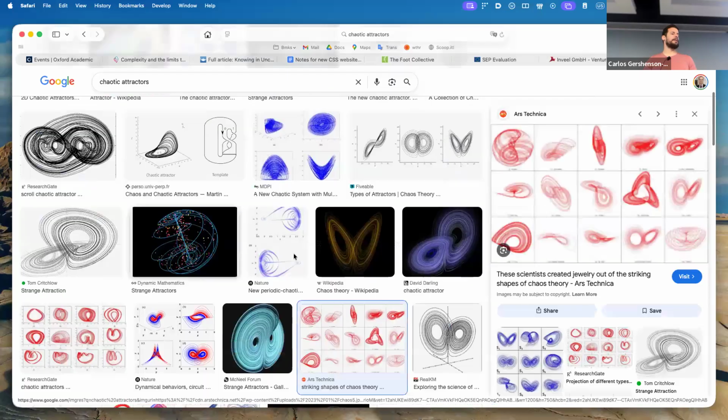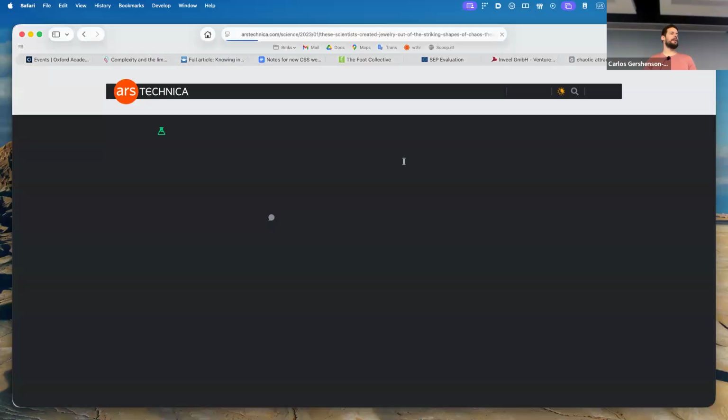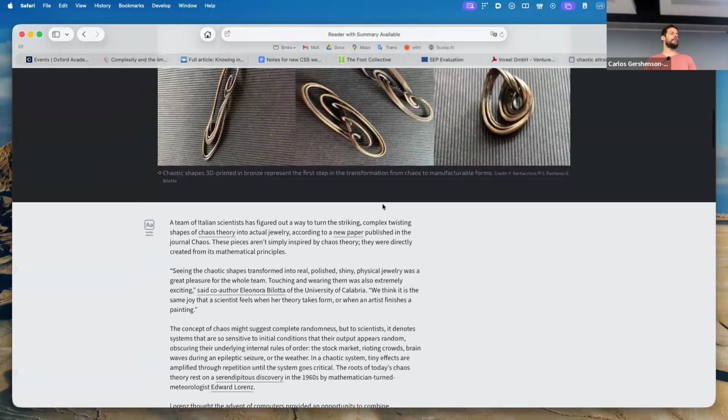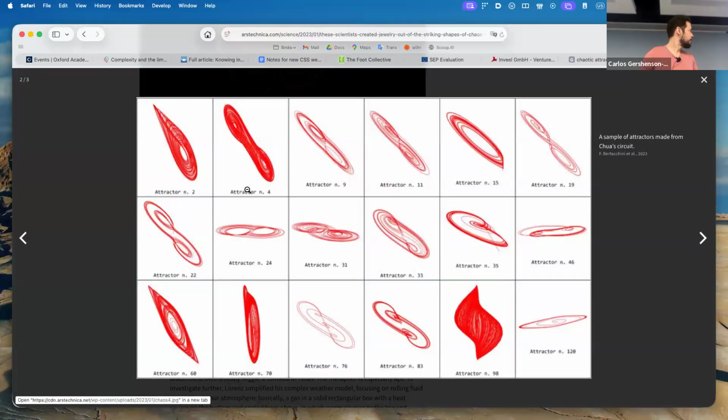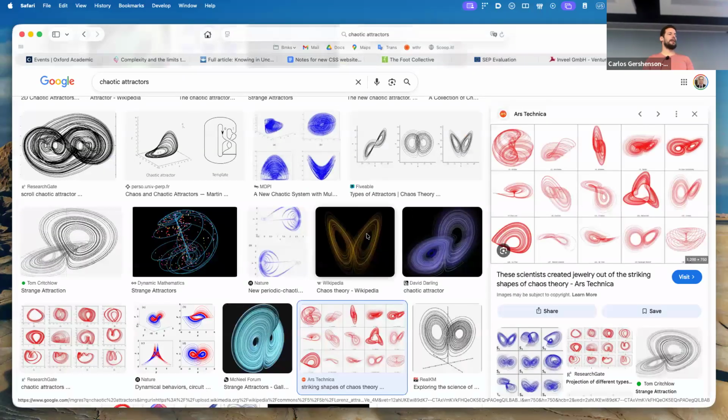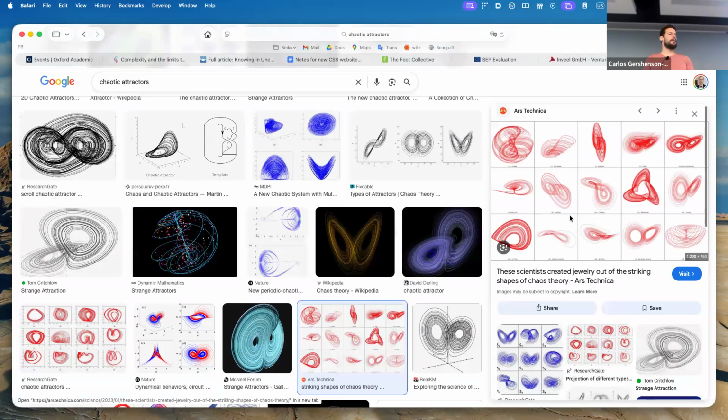So for example, these ones. Yeah, so there are different chaotic attractors and they're fractals. So the classic Lorenz attractor, this one.